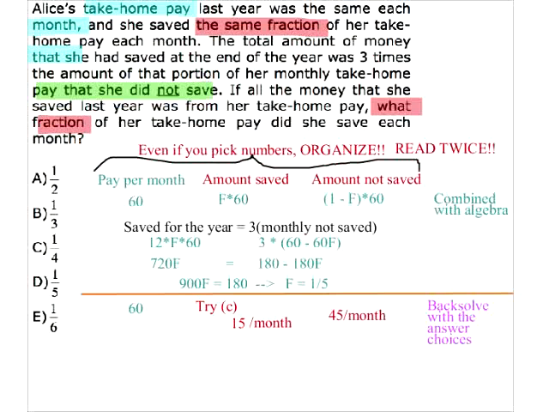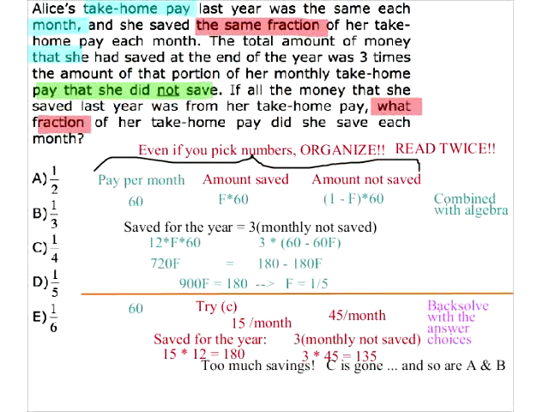So saved for the year versus 3 times monthly not saved. Saved for the year is 15 times 12. That's 180. 3 times monthly not saved is 135. So C is wrong, and also notice that too much money has been saved. So that means that C is gone, but so are A and B. Too much savings. Those are supposed to be equal. A and B would give you even more money saved and even less money not saved. So you want these to be equal.